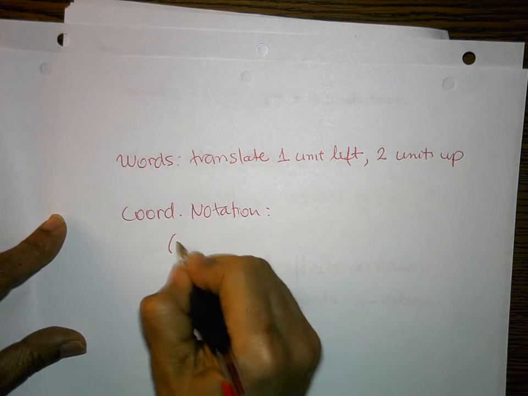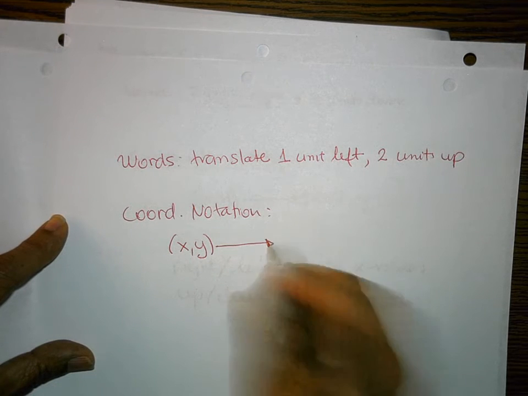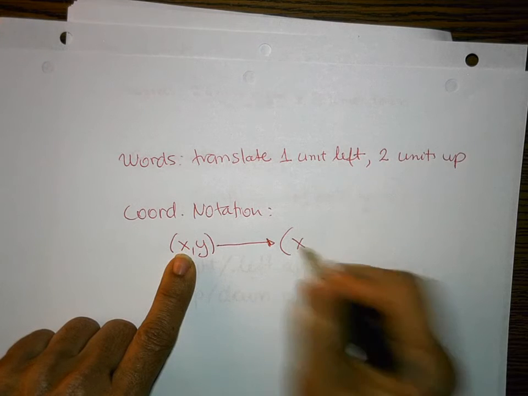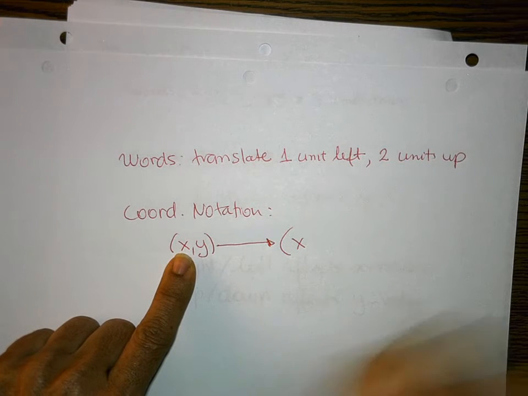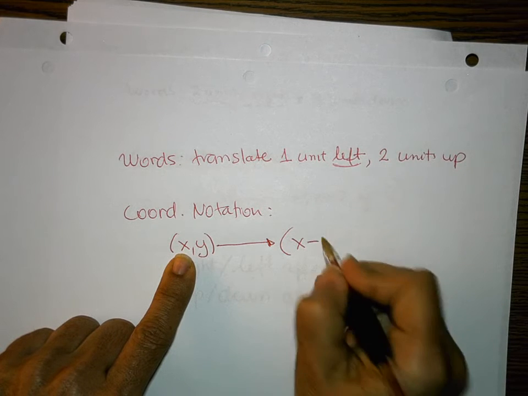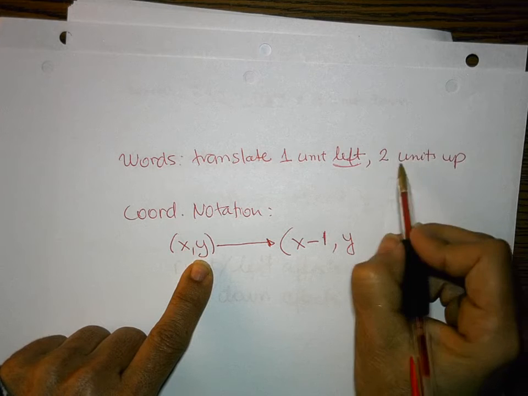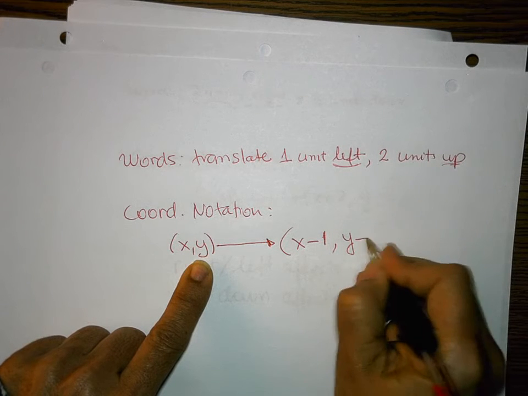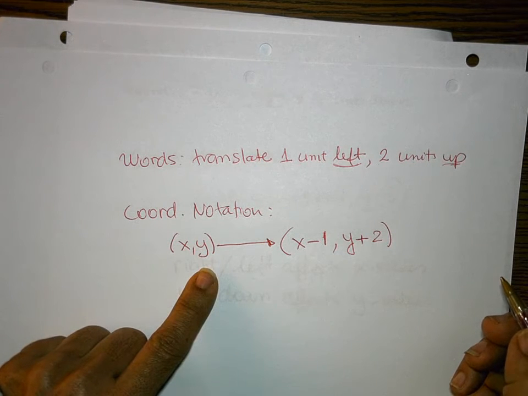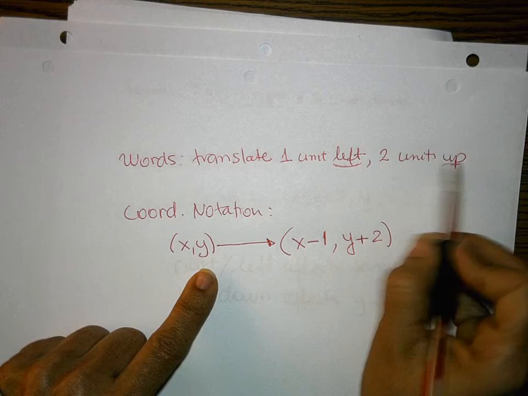So I have an original point, x and y. I am going to translate it. The x's are going to get either right or left. Left means minus 1 unit. And the y's get ups or downs. So 2 units up, if I'm going up, I'm going to go plus 2. And that is coordinate notation. So left and right is the x values, and up or down is the y values.